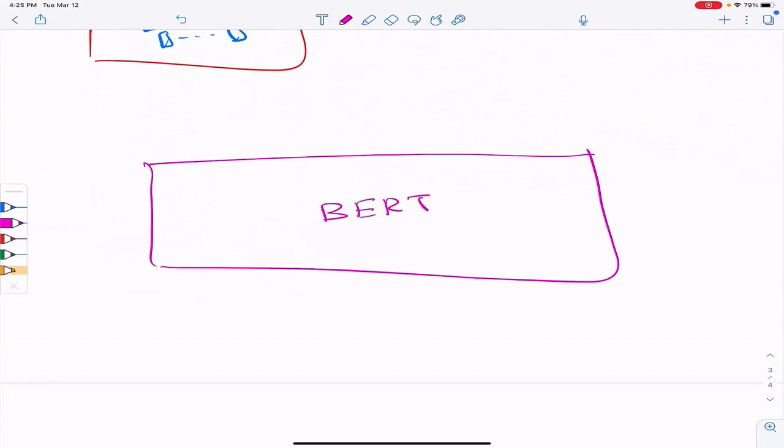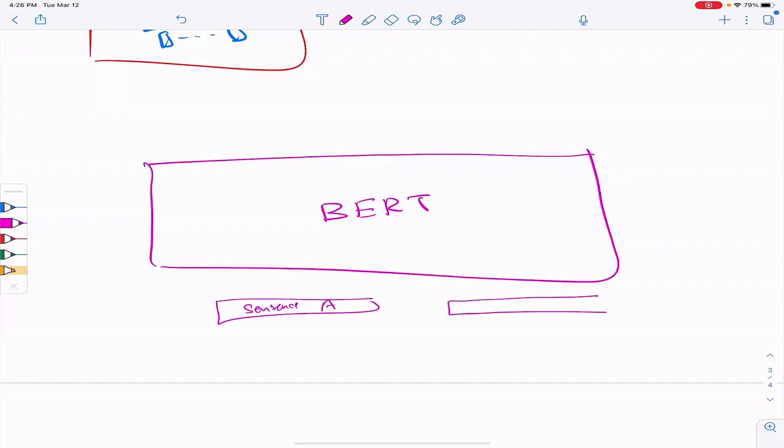I'm going to take two sentences and have these two sentences as my input. Let's call them sentence A and sentence B. They add a separator token between these two sentences just to make sure that we know what they mean. And they add a CLS token to the beginning.